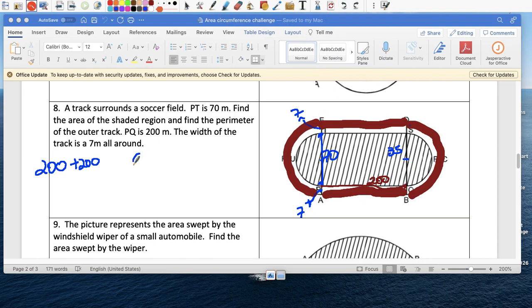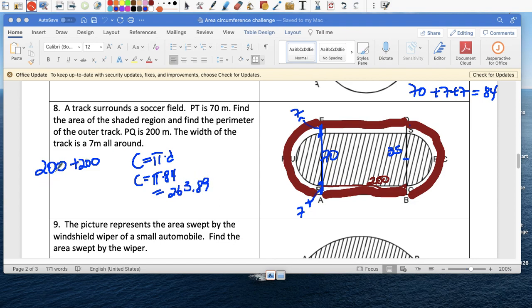Again, the circumference equals pi times d. Now, why did they tell us that? The diameter was 70 plus this 7, right? This part was 7, and they tell us that this width was 7. So the actual diameter of that circle, because it's a little bit bigger, is 70 plus 7 plus 7, which equals 84. So C equals pi times 84, which gives us 263.89.